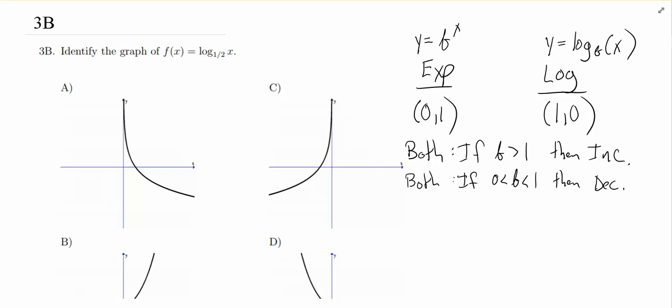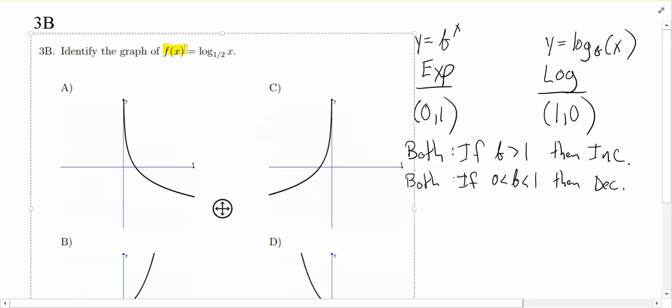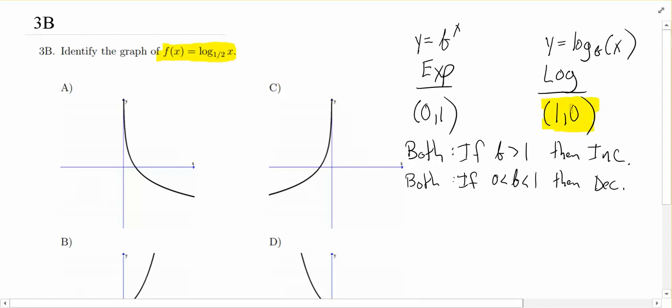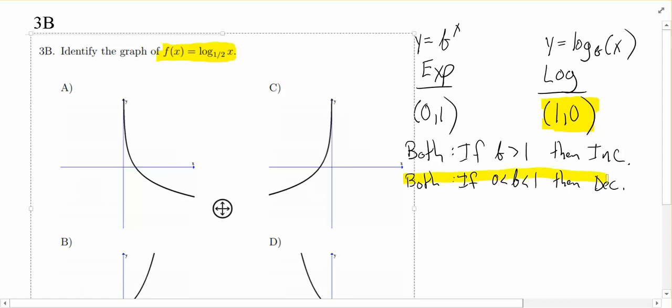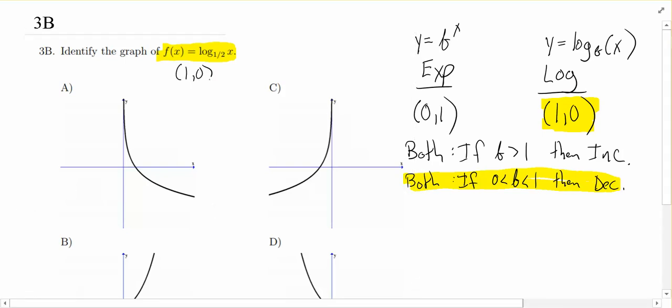So, what are we trying to graph? Well, we're graphing a logarithm, so we know that the ordered pair 1, 0 should be on our graph. Our base is 1/2, so we should be decreasing. So for our graph, we should be going through the ordered pair 1, 0, and we should be decreasing.